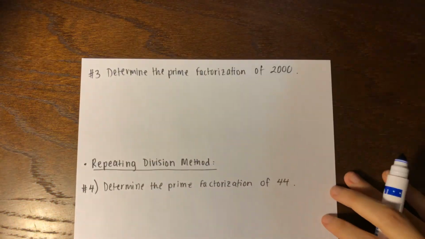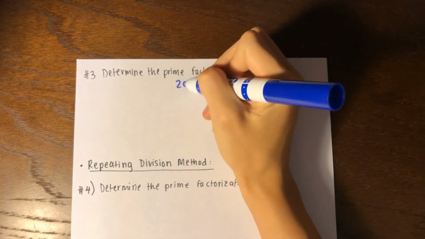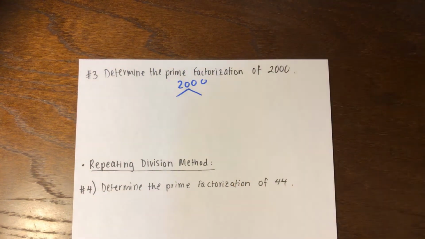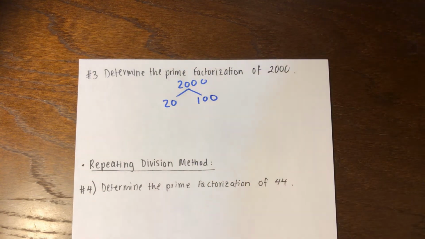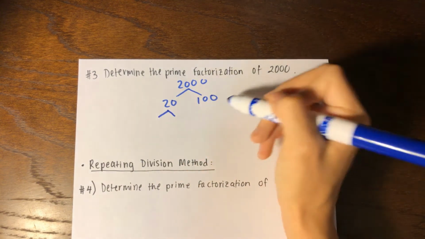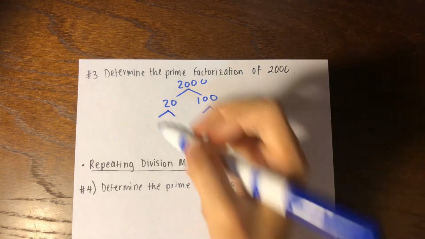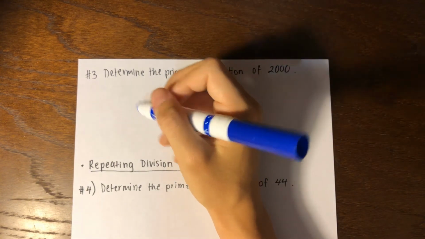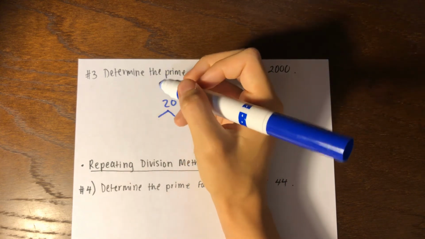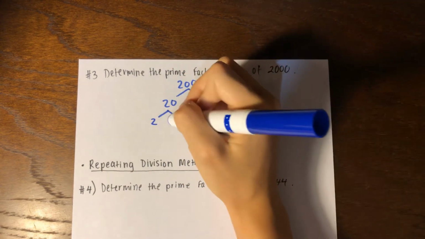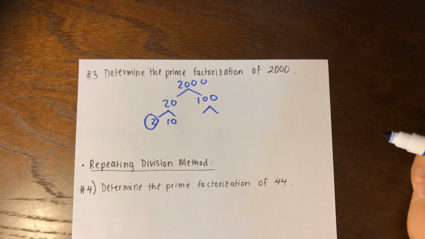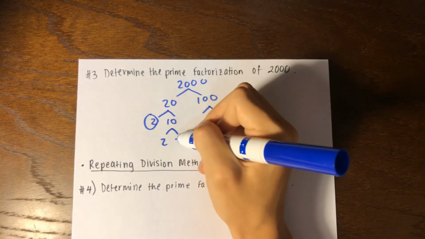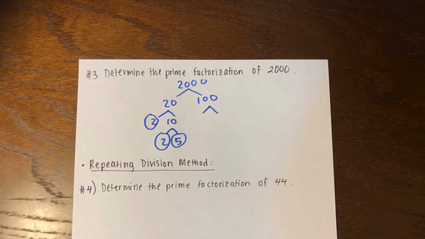Determine the prime factorization of 2000. So we have 2000. We need to find two numbers. Thinking of what times what can give me 2000, and the first two factors that come to mind are 20 and 100. Okay. What two numbers make 20? What two numbers make 100? Well, I know I could say 2 times 10 gives me 20, right? And 2 is a prime number, so I'm done. 10 can be broken up into 2 times 5. I'm done there. Those are prime.